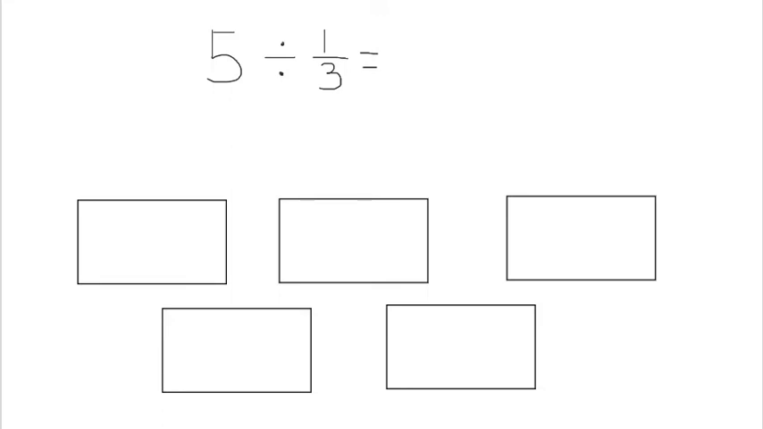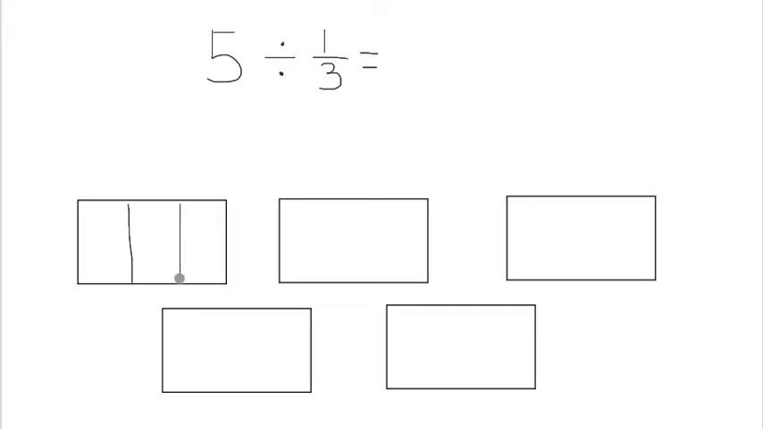Dividing whole numbers by unit fractions and unit fractions divided by whole numbers. So first one, we have a whole number divided by a unit fraction of 1/3. So 5 divided by 1/3. You see we have 5 wholes here. 1, 2, 3, 4, 5. These are all wholes, and we're going to break those wholes into thirds.